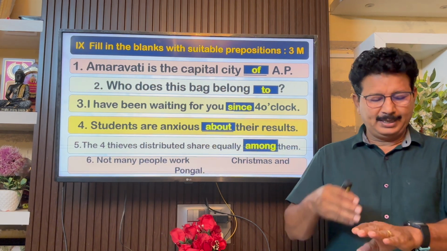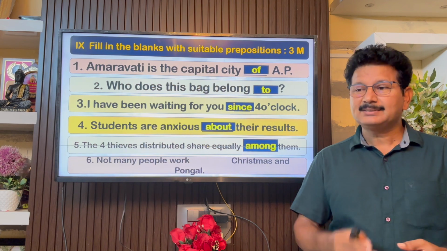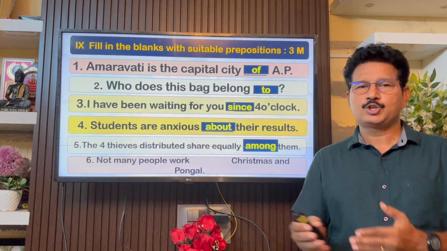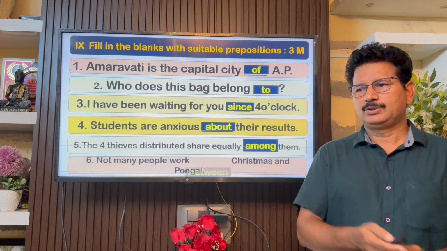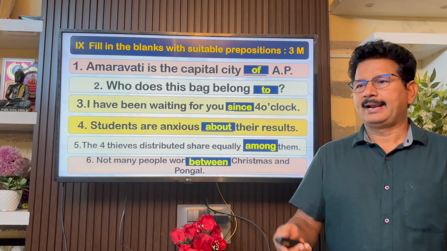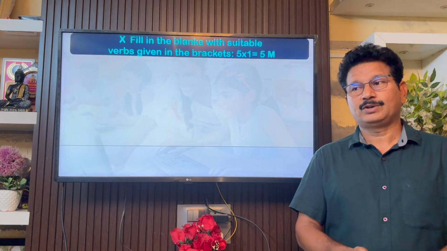So the answer should be between Christmas and Pongal. And when it begins with "from", it should end with "to". This is how you have to do. So the answer is between Christmas and Pongal. Right. Now let's look at question number 10.